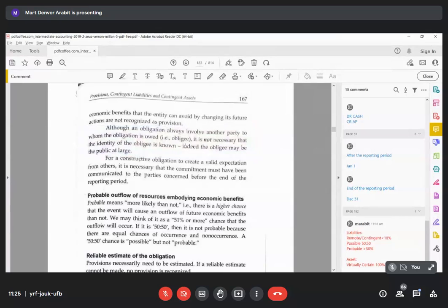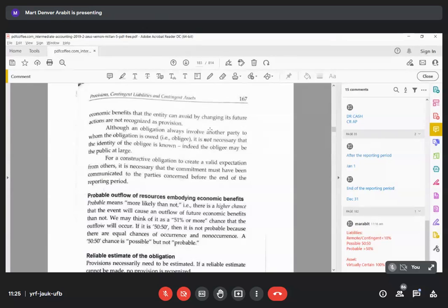Because, as in the example here, the obligee may be the public at large. So you may pay people, or you may pay the local government or the national government. So, it depends. But if there is a past event, or the obligating event happened, then you can recognize a provision.